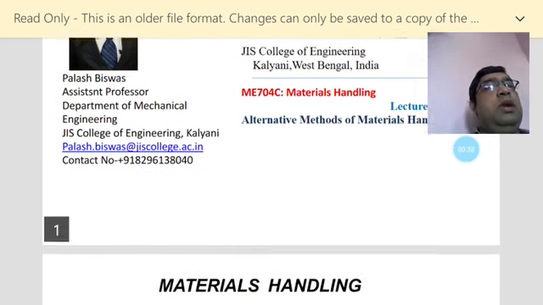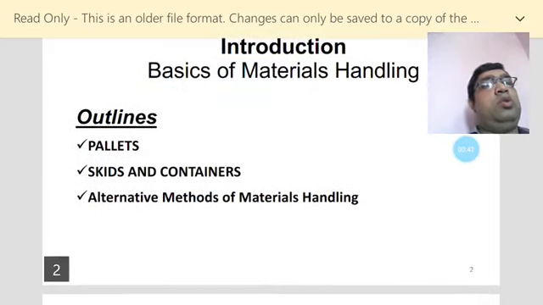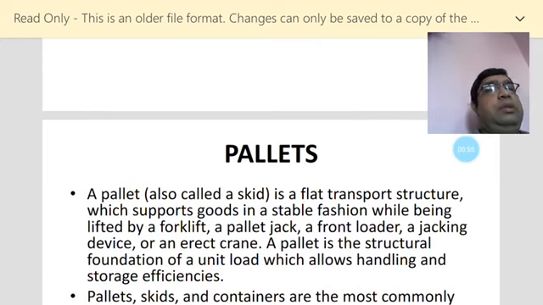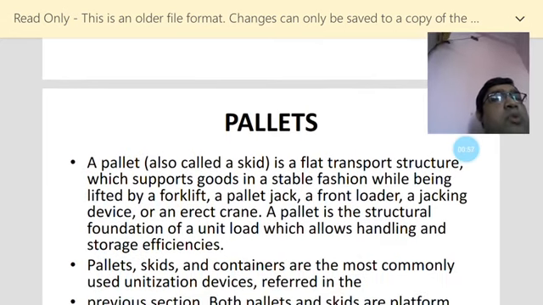A few outlines will be required for these alternative methods of materials handling, and pallets, skips and containers will also be required. First we have to discuss what pallets are, and how to understand these pallets.